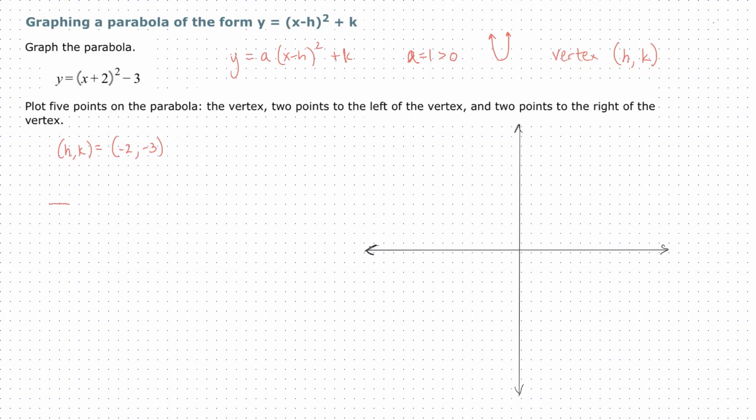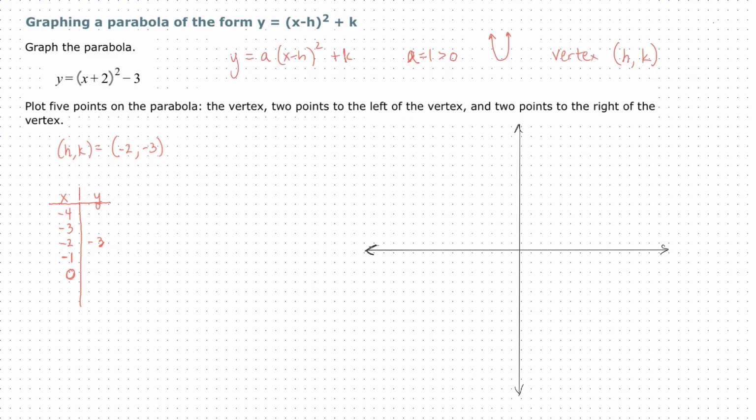If you think about it, we could organize our ordered pairs in a t-chart. Let's say x here, y here. We need 2 ordered pairs to the left of it. So why don't we try -4 and -3? We already have -2 comma -3. And then why don't we try -1 and then 0. 0 is going to be really key.